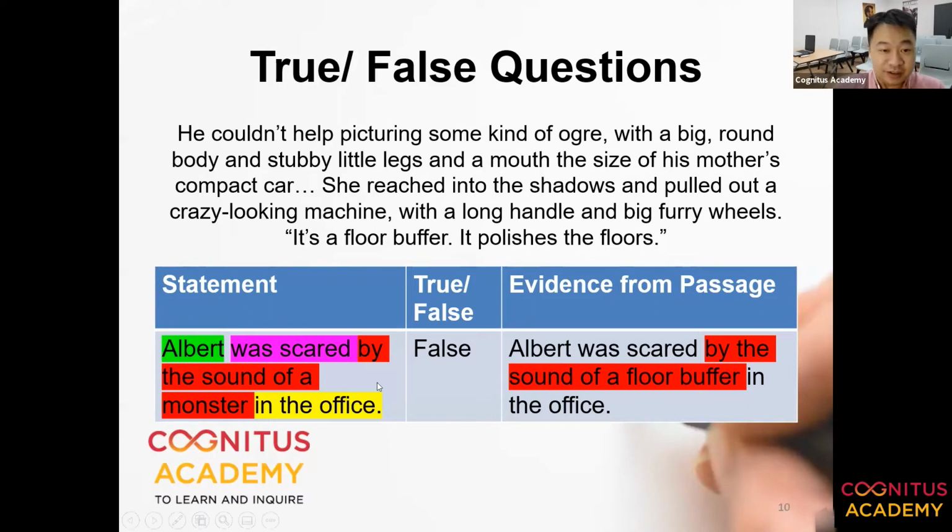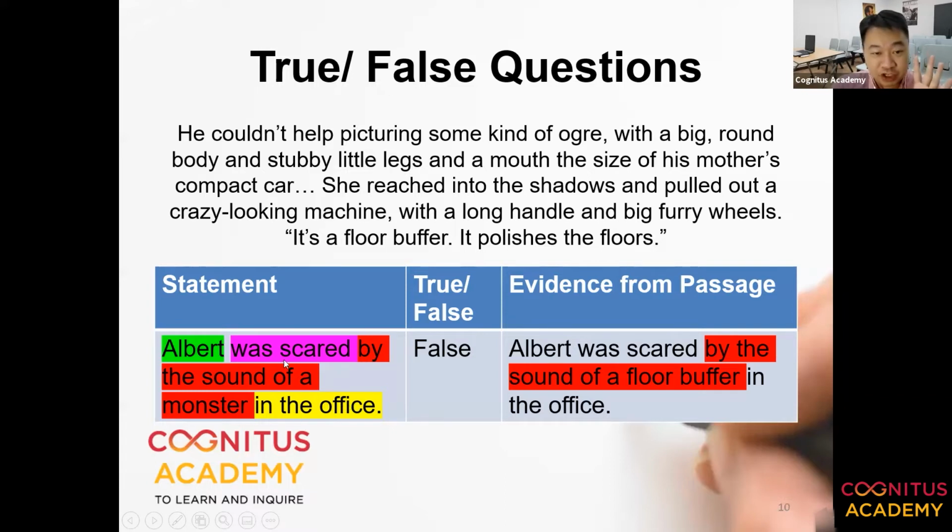So here I've chunked this sentence into a few parts. Albert, the character, one chunk, part 1. Second part was scared, right? So Albert was scared, part 2, by the sound of a monster, part 3. So this is the thing that caused Albert to be scared in the office. So that's chunk number 4. So I've already broken this statement into chunks of 4, right?